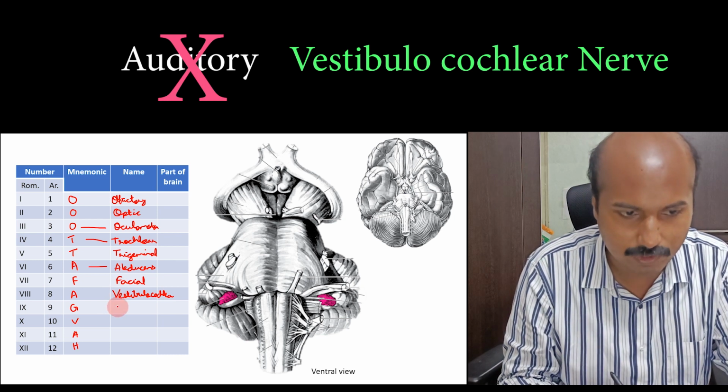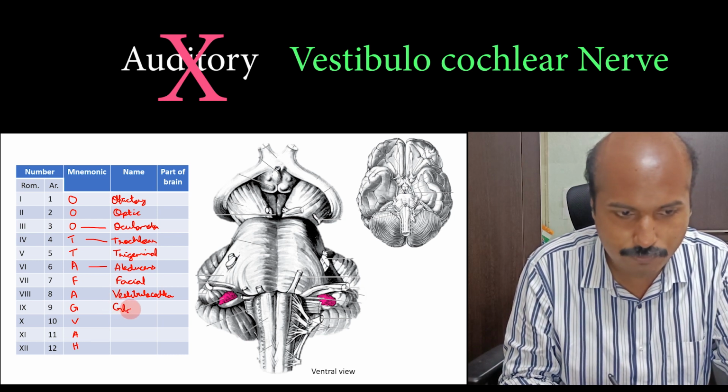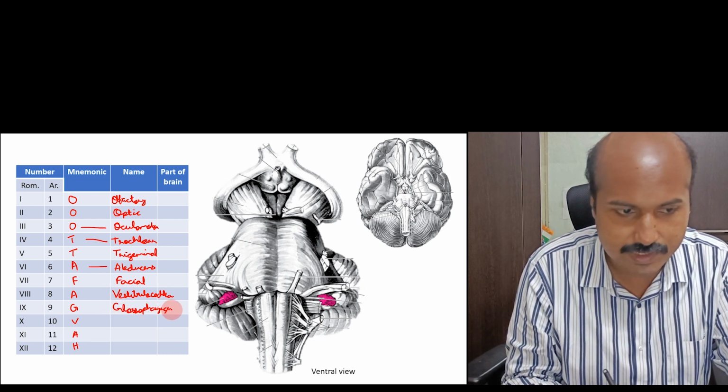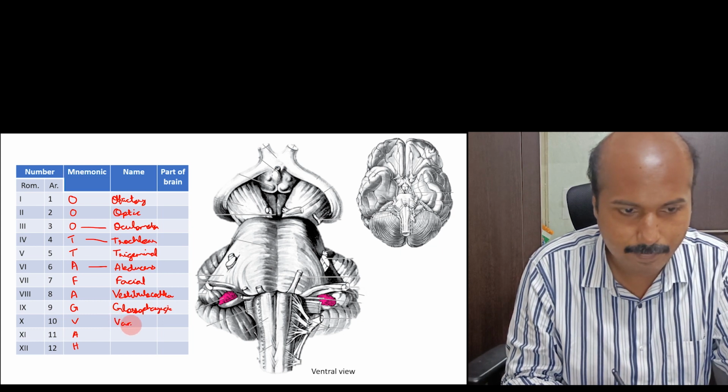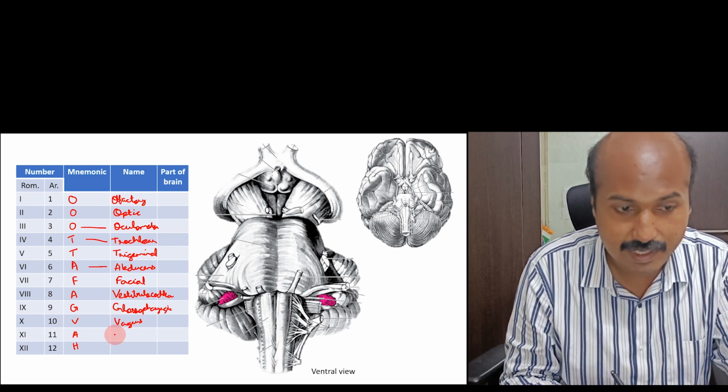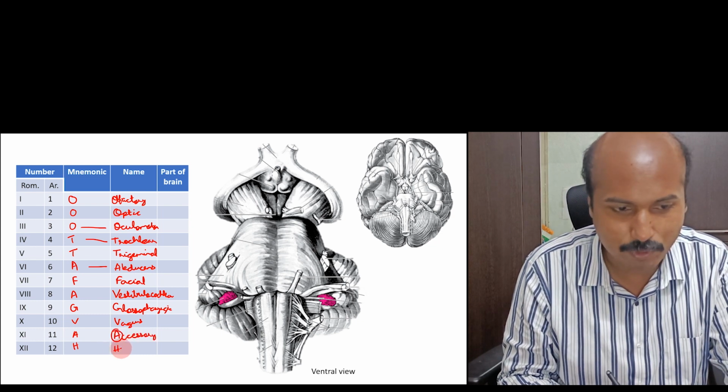as vestibulocochlear. And the next is glossopharyngeal, and the next nerve is vagus, and the next nerve is accessory, so that is a second A, and the next is hypoglossal.